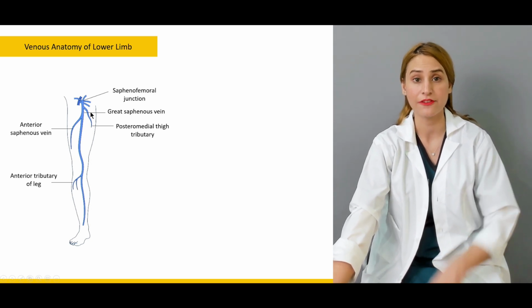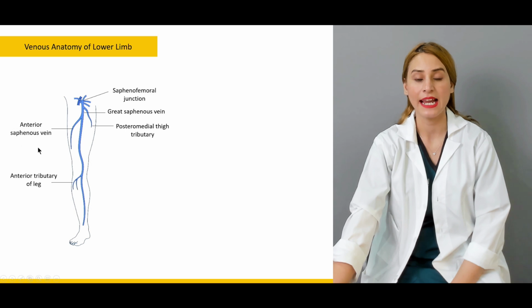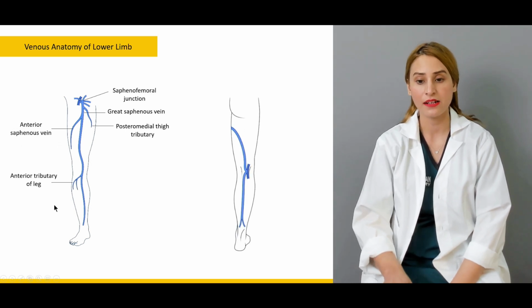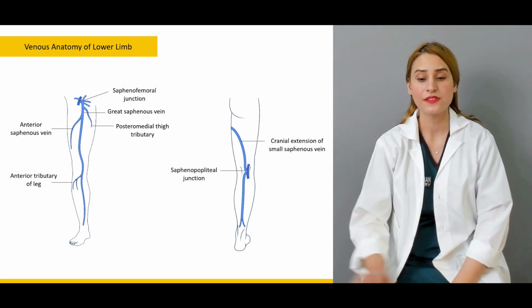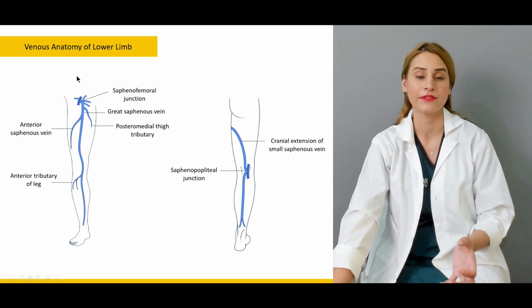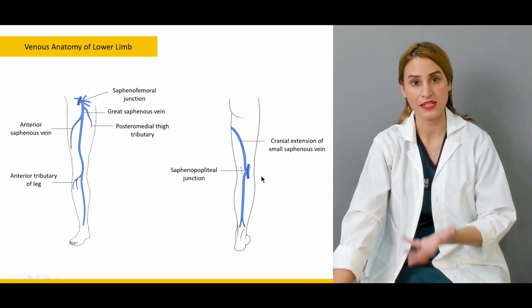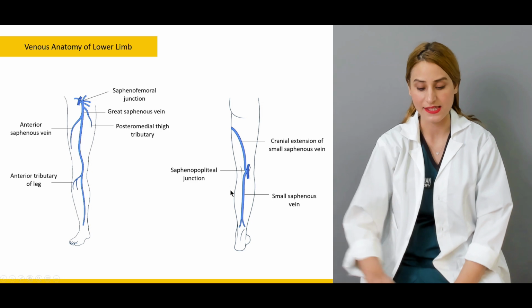You can see here there are 5 tributaries of the great saphenous vein. This is the posterior medial thigh tributary. This is the anterior saphenous vein. This is the anterior tributary of the leg. And if you talk about the small saphenous vein, here is the saphenopopliteal junction, in which the small saphenous vein or the short saphenous vein is draining into the popliteal vein in the popliteal fossa. You can see here this is the small saphenous vein.